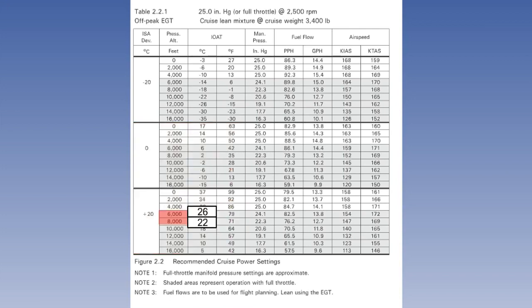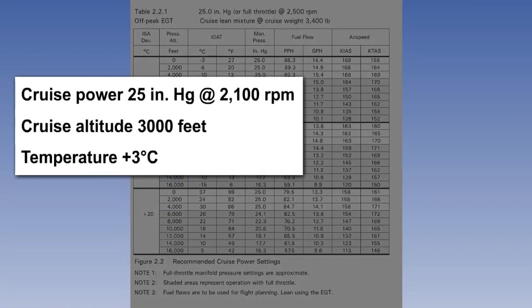To interpolate between pressure altitudes, a similar process is required. For example, to find the data for 7,000 feet, take the data for 6,000 feet, which is 26, then take the data for 8,000 feet, which is 22, and find the mean, which is 24. We shall use an example to demonstrate the use of the tables.